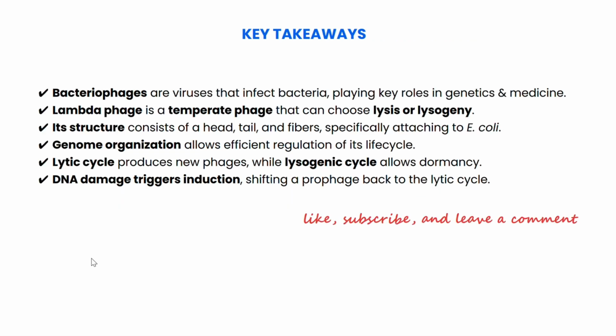So we have covered a lot today. To summarize, lambda phage is an incredibly well-studied temperate phage that infects E. coli. It has a structural genome that enables efficient decision making between lysis and lysogeny. Its ability to switch between dormant and active states has made it a powerful tool in molecular biology. I hope you found this deep dive into lambda phage fascinating.